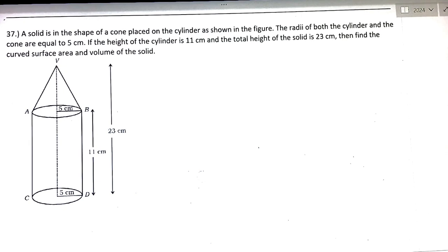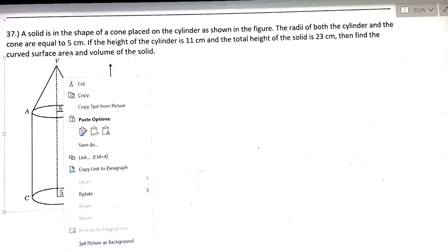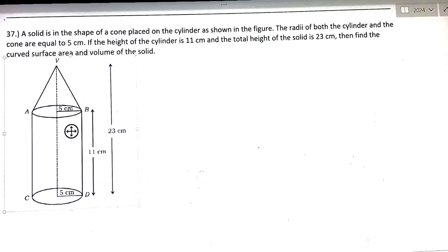Here we need to find the CSA of the solid. So what is given? This is the shape of a cylinder and the upper part is in the shape of a cone. This entire figure is named as the solid. They asked us to find the CSA of the entire solid and the volume of the solid.